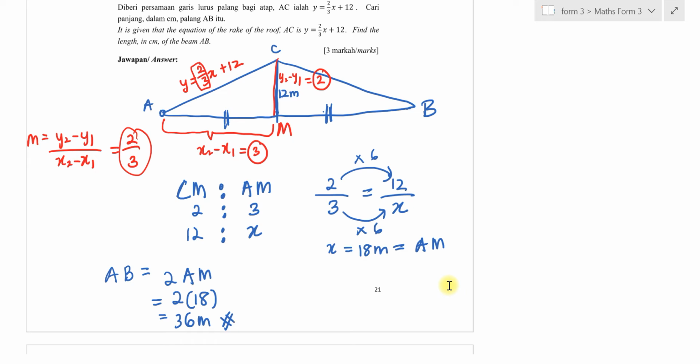Sir, this one, can we use it if the triangle is 90 degrees, or any type of triangle, or coordinates also? Any type cannot. This one must be a right angle triangle. Oh, okay, sir.